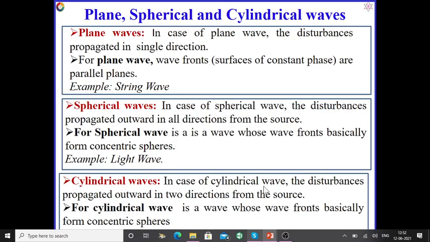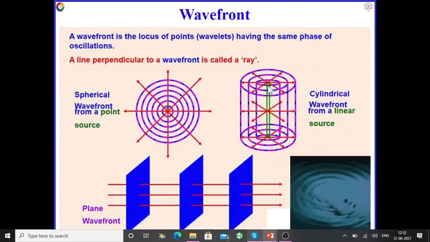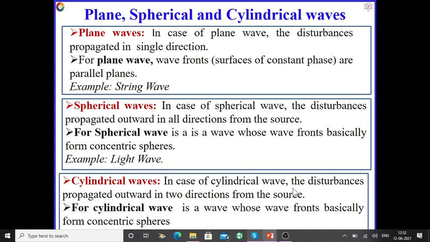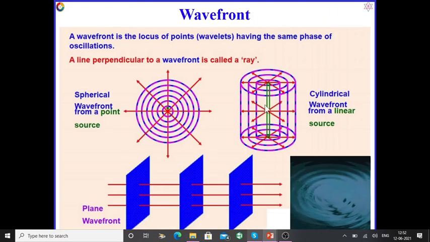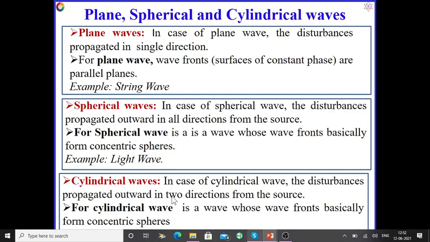And your cylindrical wave, we discussed, can be formed due to the linear arrangement of the source. That means if the LED bulbs are there, then we can find the cylindrical waveform. In the case of a cylindrical waveform, disturbance is propagated outward in two directions from the source. In two directions means along up and down there is no propagation. So a cylindrical wave is a wave whose wavefront basically forms concentric cylinders.